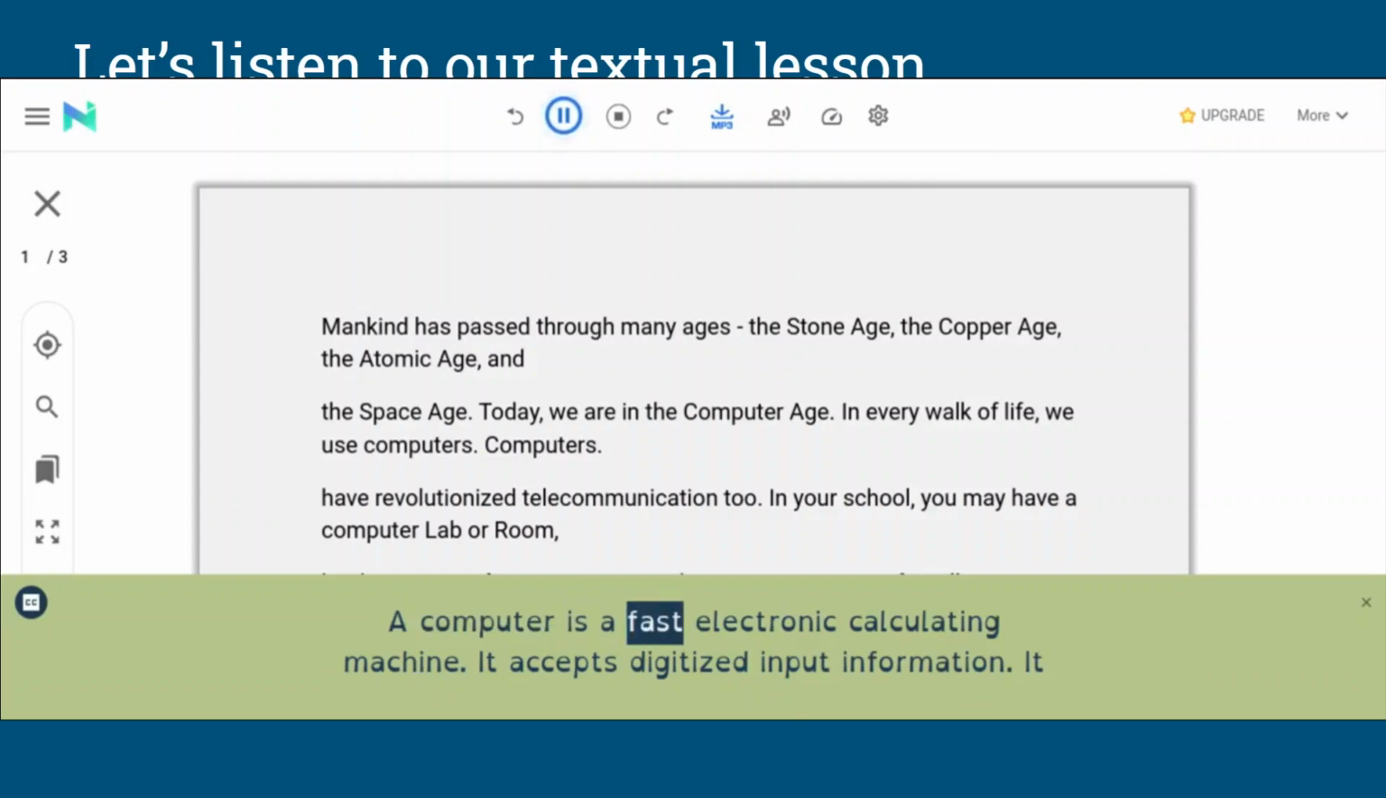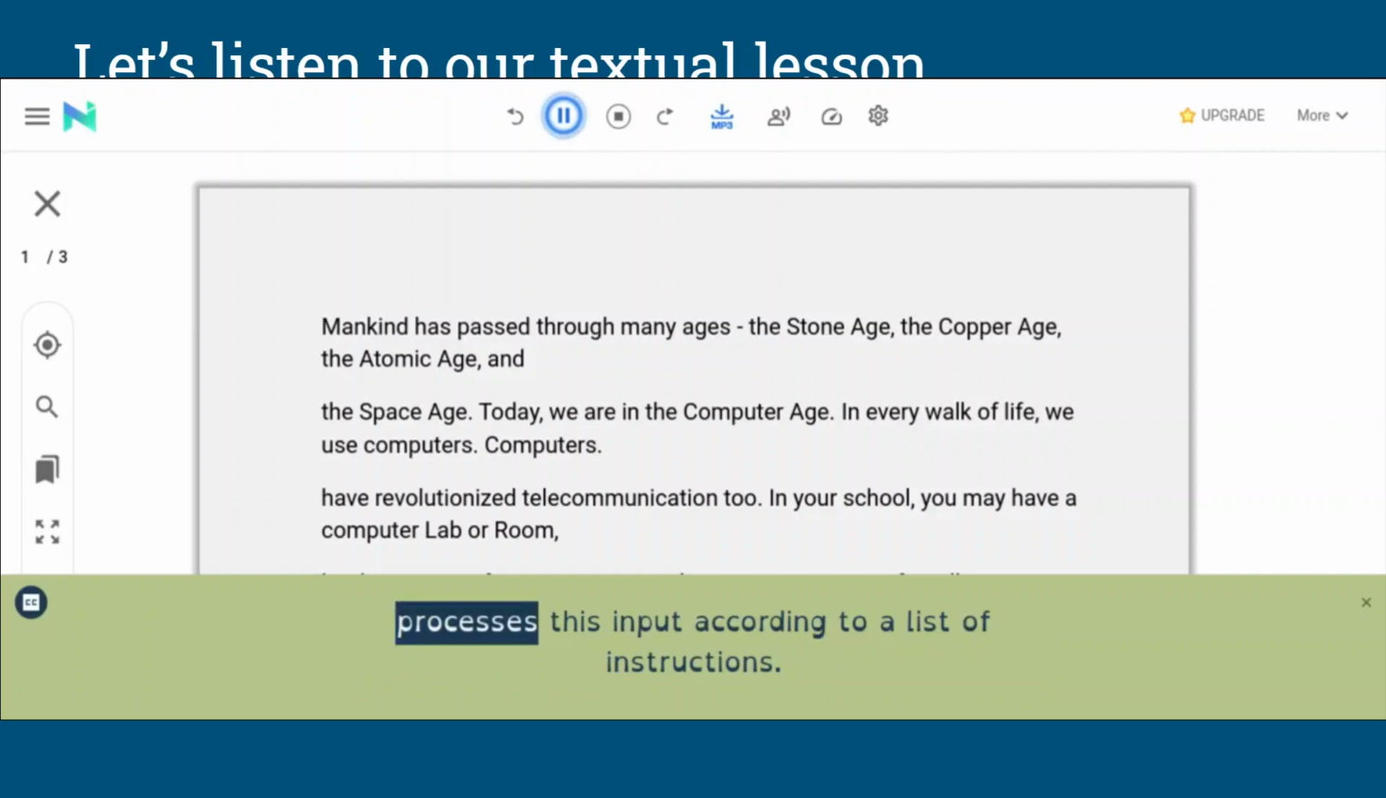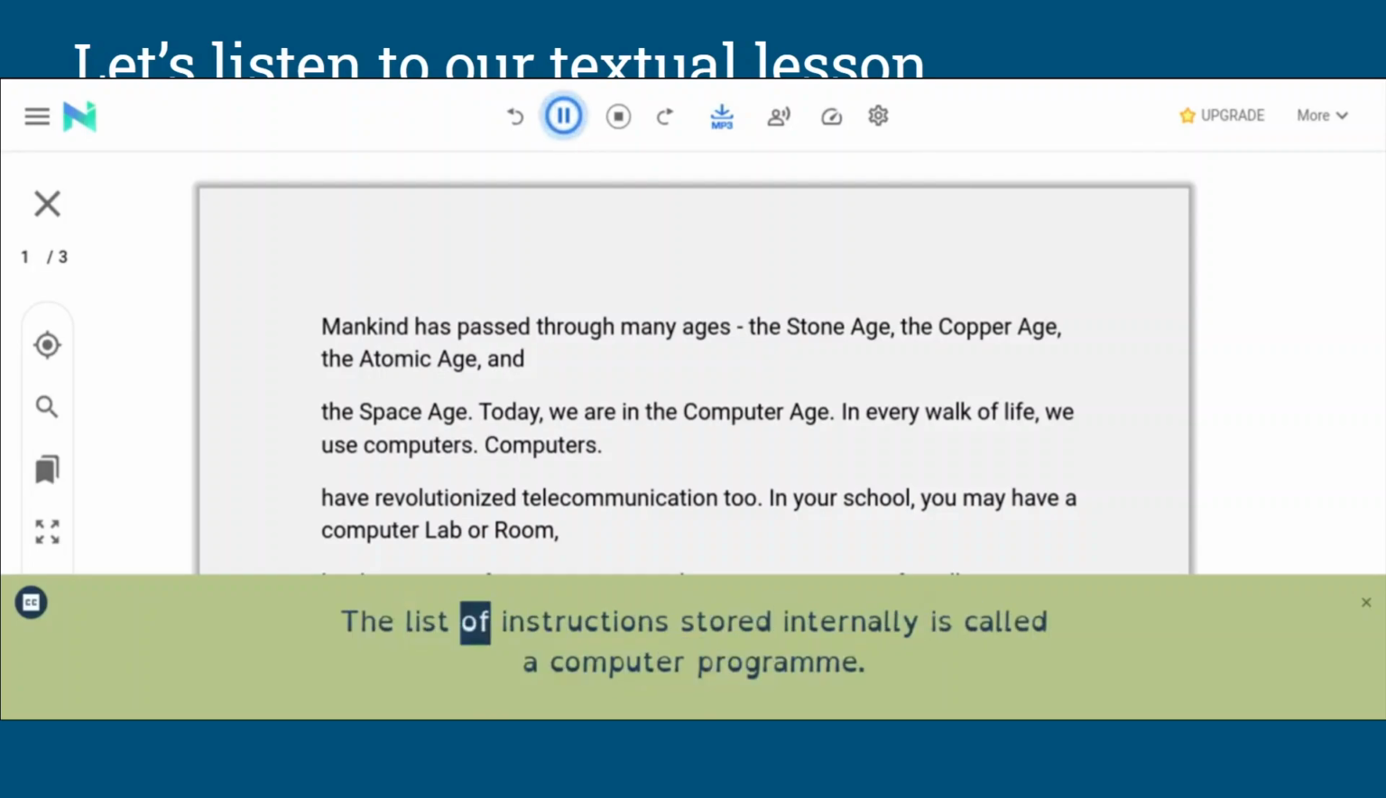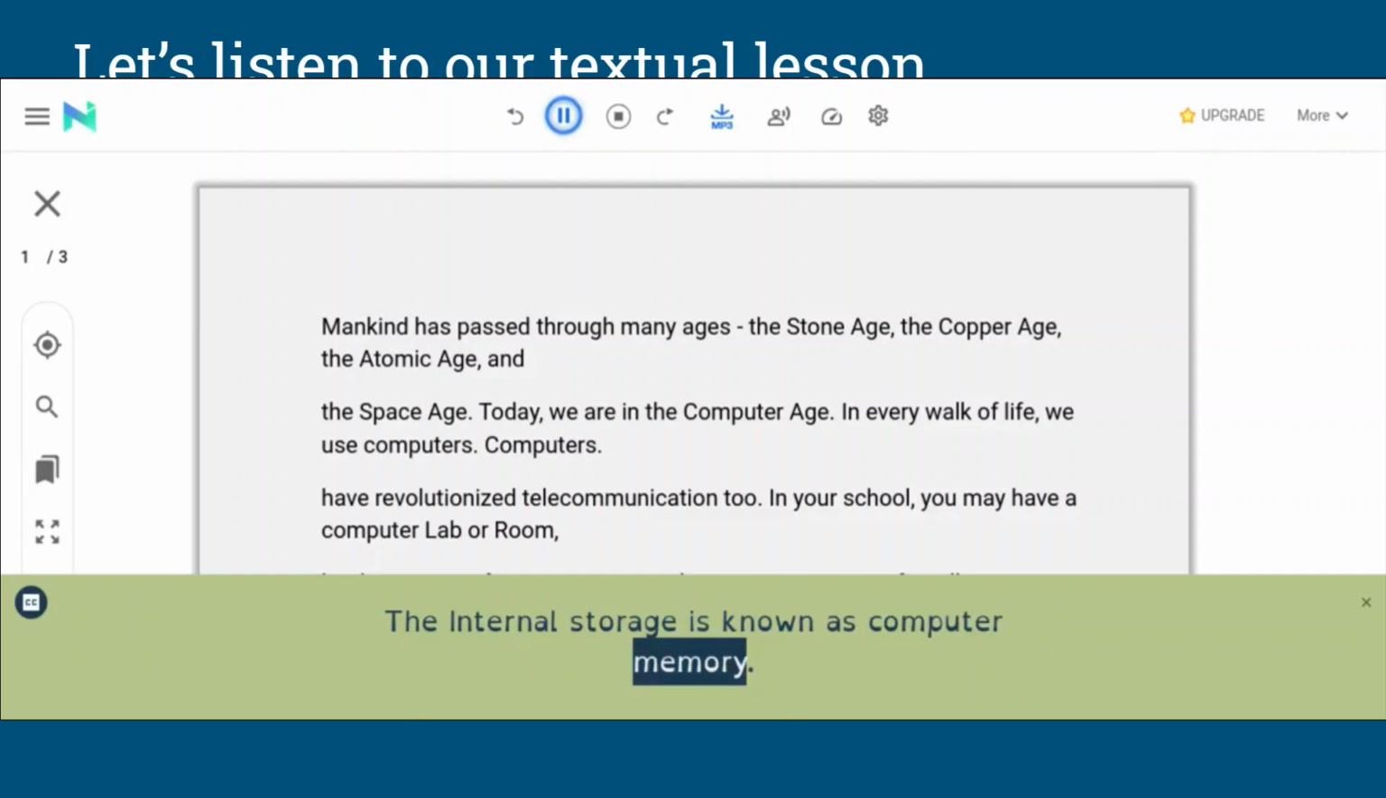A computer is a fast electronic calculating machine. It accepts digitized input information. It processes this input according to a list of instructions. These instructions are internally stored in the machine. Finally, it produces the resulting output information. The list of instructions stored internally is called a computer program. The internal storage is known as computer memory.